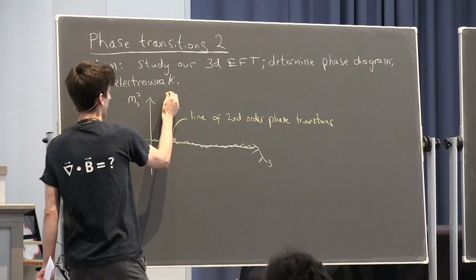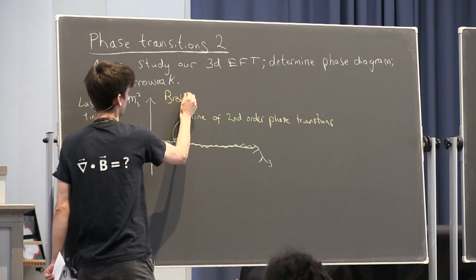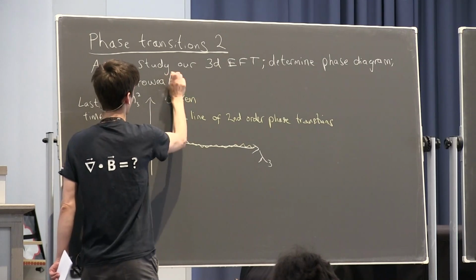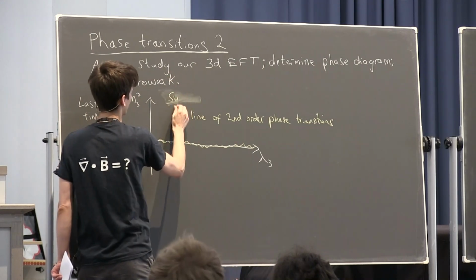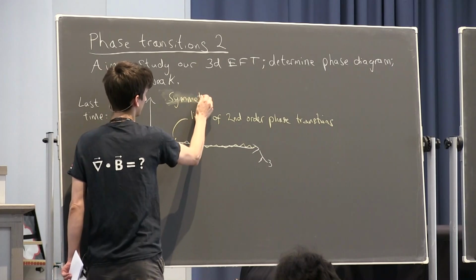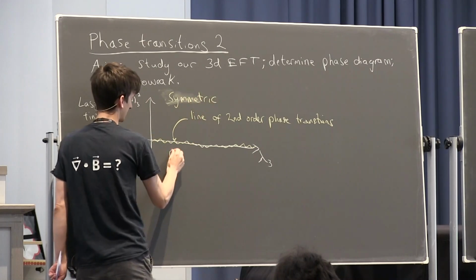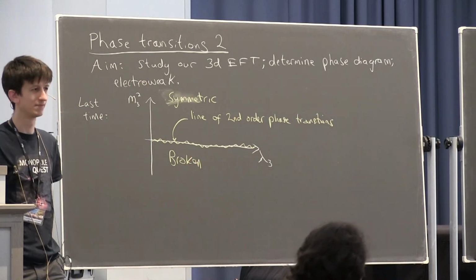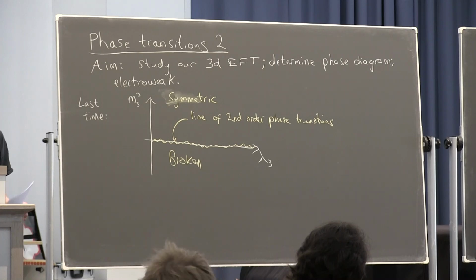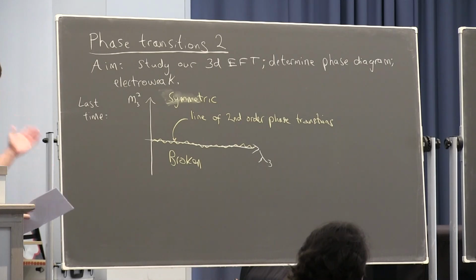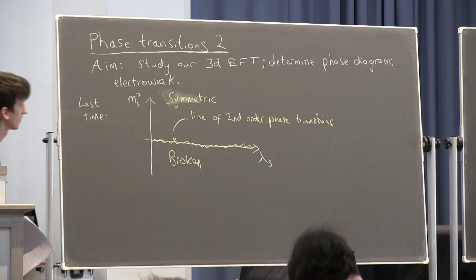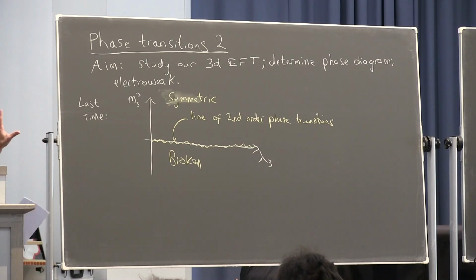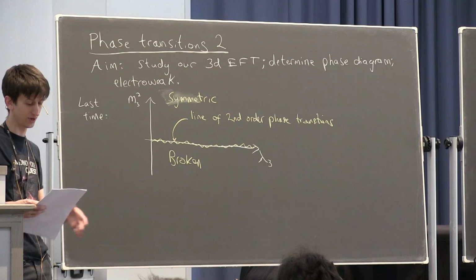Which separates our symmetric phase up here, nope, sorry, wrong way around, from our broken phase down here. So quite a simple phase diagram. Even more simple than the ones we saw for helium and QCD and stuff. But yeah, I'm going to look today at why this isn't the end of the story.